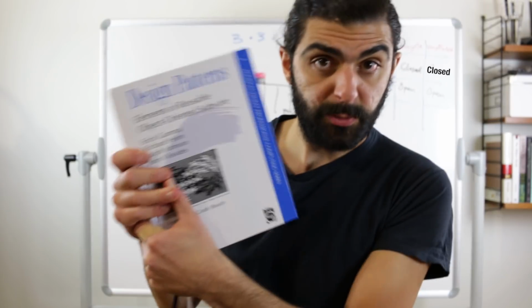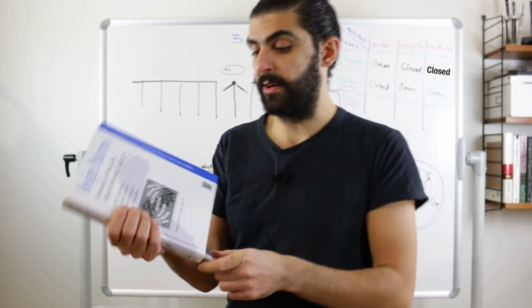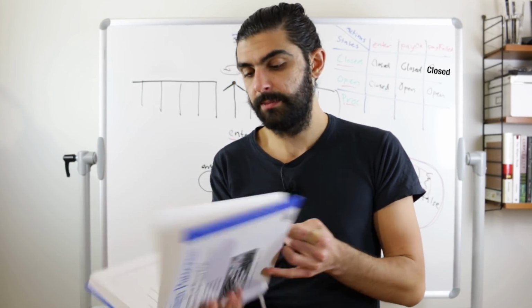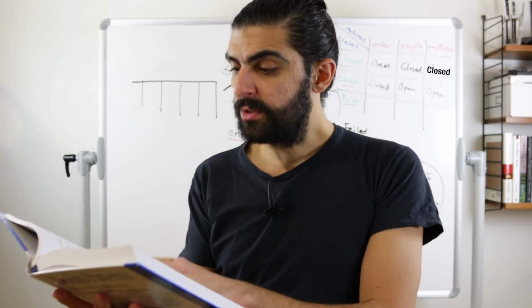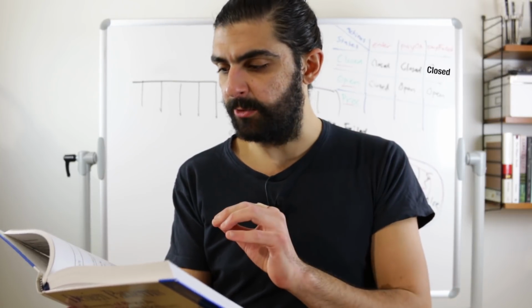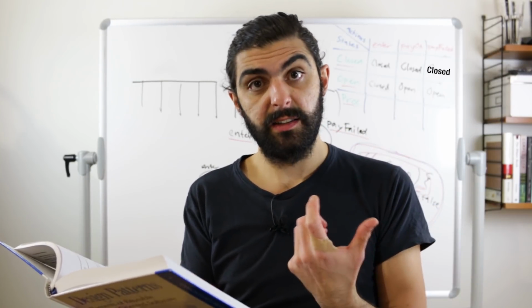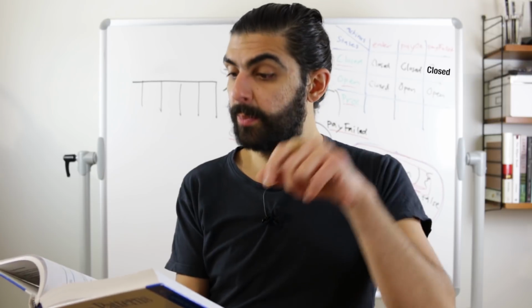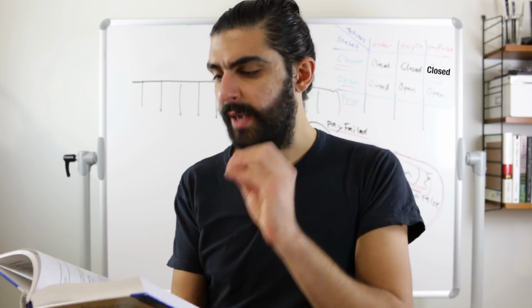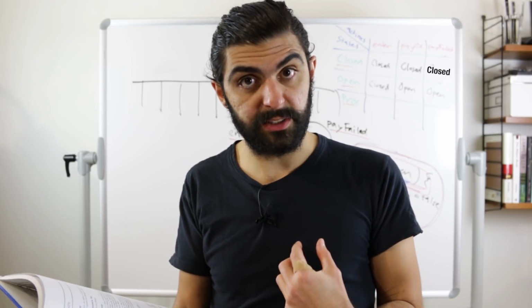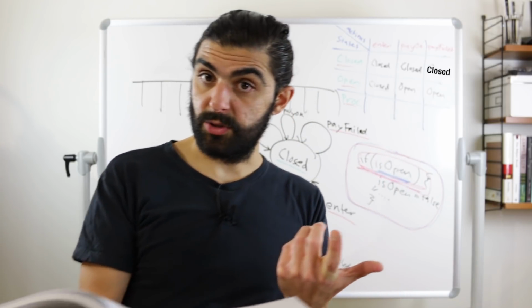But let's move on. So I'll read the definition from this book, Design Patterns, Elements of Reusable Object-Oriented Software. The state pattern allows an object to alter its behavior when its internal state changes. The object will appear to change its class. So the state pattern allows an object to alter its behavior when its internal state changes. The object will appear to change class.